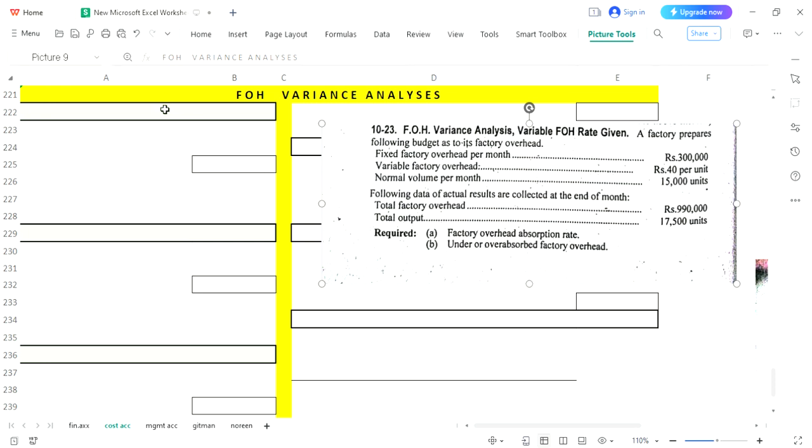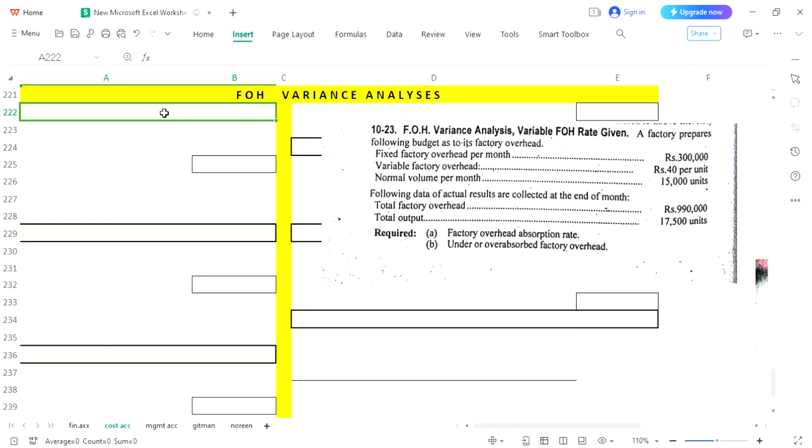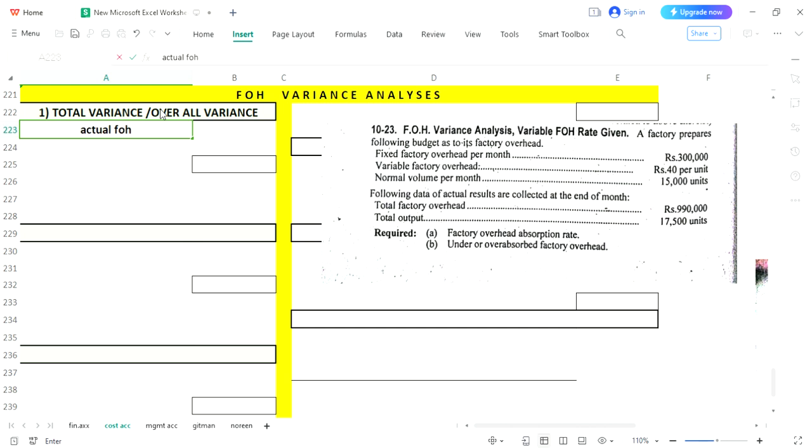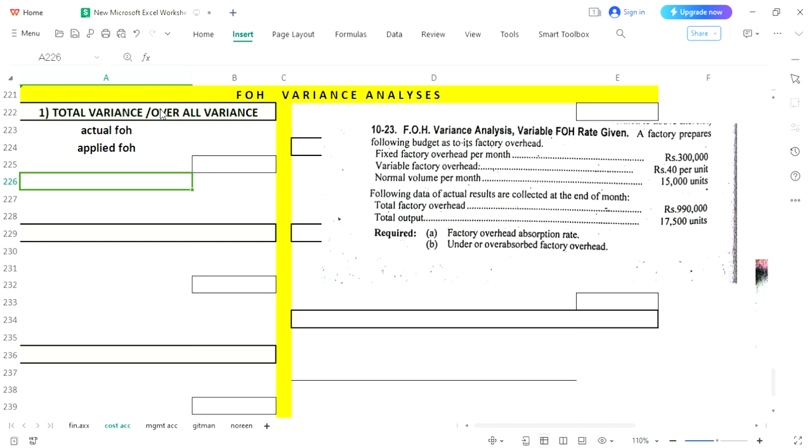So we'll come over here. The first variance which we will calculate is the total variance, or overall variance. It is a variance between actual and applied FH. Actual FH you will write and then applied FH would be written, and here you will calculate the variance by taking the difference of actual and applied FH. Then we will conclude by focusing upon applied FH.